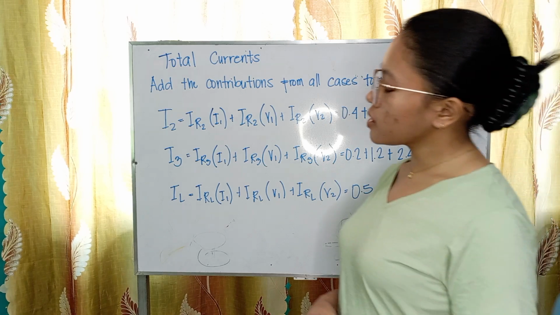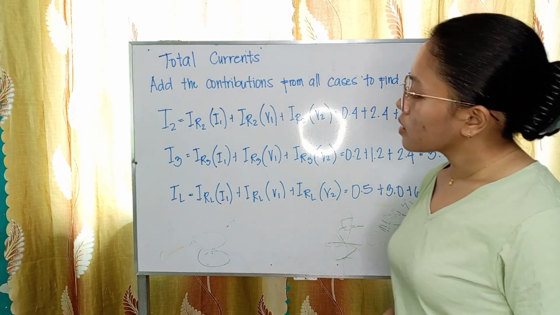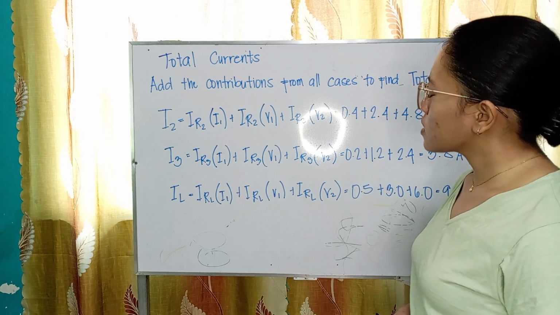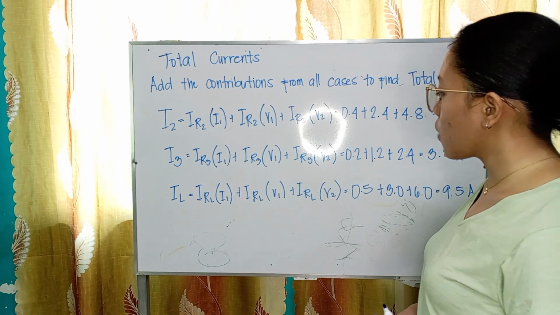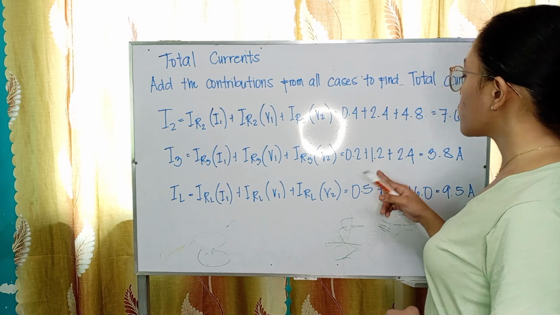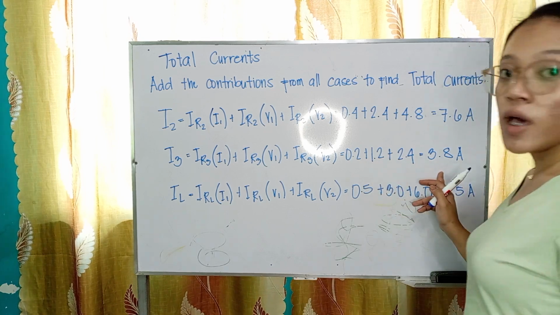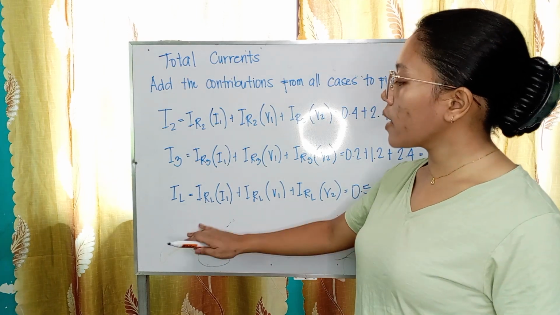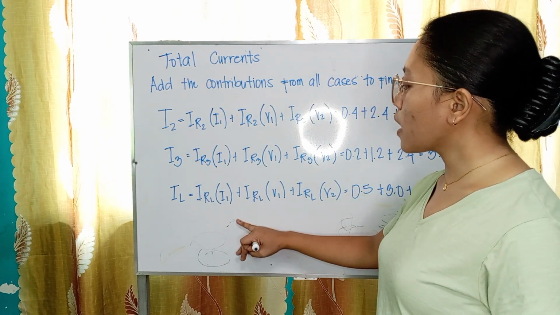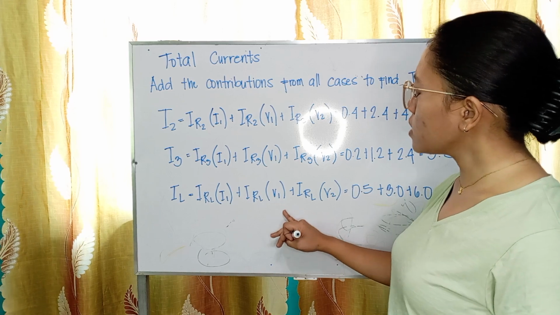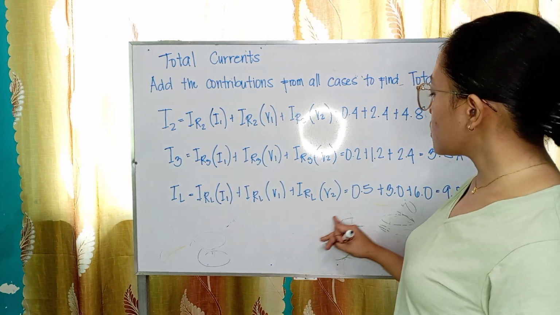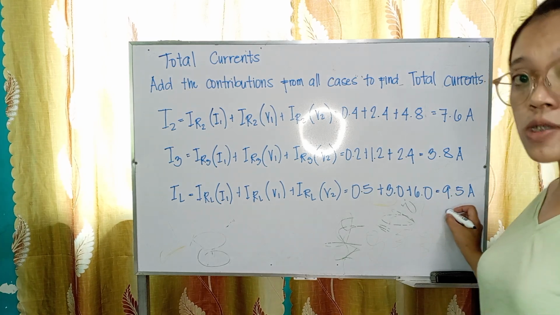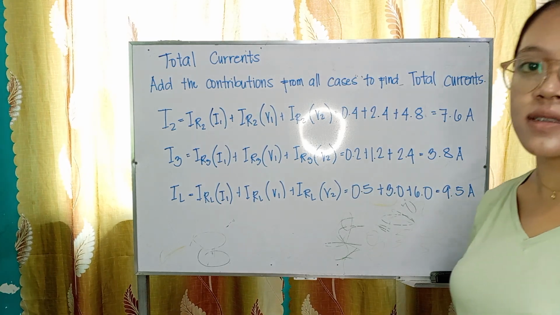For I sub 3, it is equal to the IR sub 3 contribution from I1 plus that from V1 plus that from V2, equal to 0.2 plus 1.2 plus 2.4, equal to 3.8 amperes. And for I sub L, it is equal to the IR sub L contribution from I1 plus that from V1 plus that from V2, equal to 0.5 plus 3.0 plus 6.0, equal to 9.5 amperes.